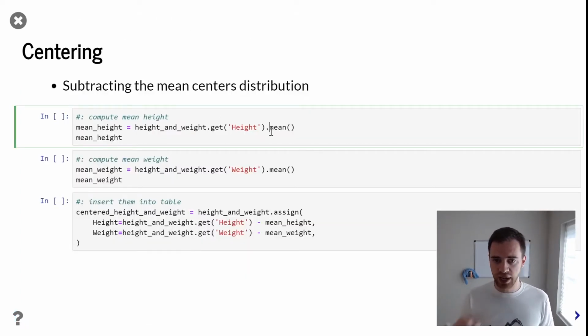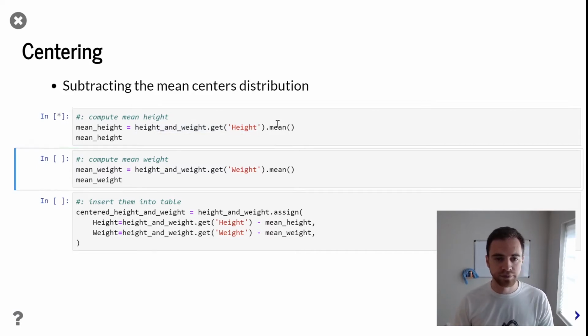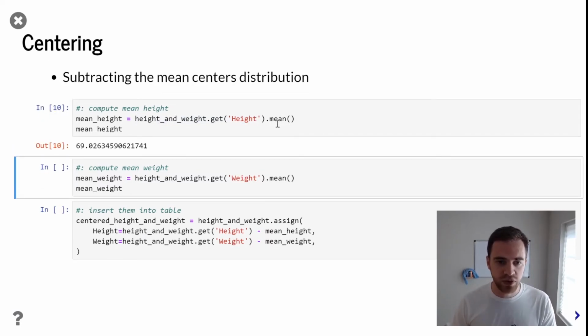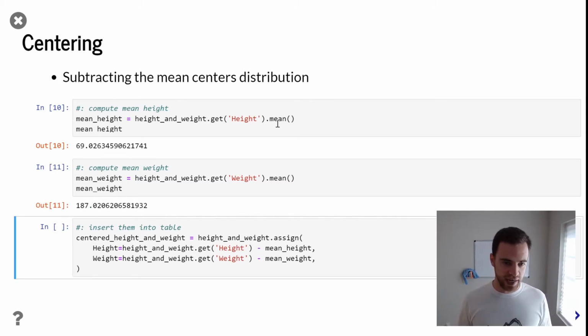I'm going to calculate the mean height here, the mean of the height column, 69.02 inches. I'll do the same for the weights while I'm at it. That's 187 pounds, I'm assuming. And then I'm going to insert them into the table. So I'll take my height column, I'll subtract the mean height.